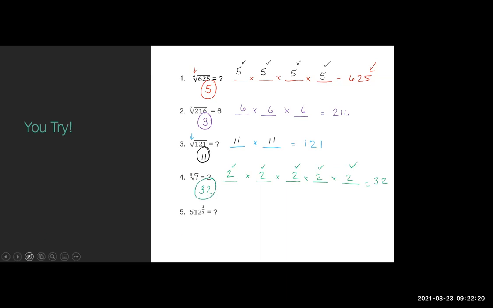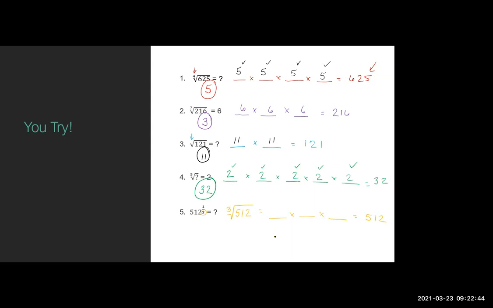All right, and then number 5. Oh, we switched up the notation here. Okay, so notice your index is on the bottom. This is really saying the 3rd root of 512. That means there are 3 blanks, and we need it to equal 512.